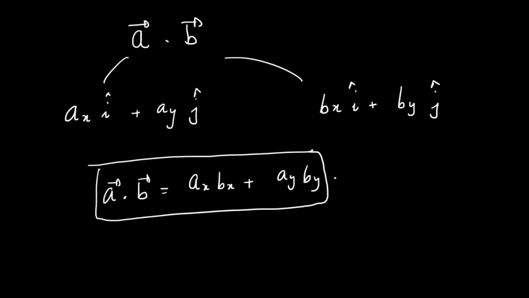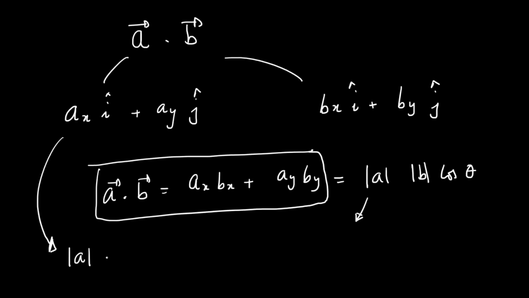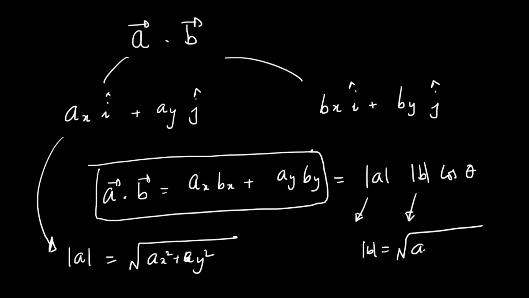Now let's not forget what this means. This is also equal to mod A into mod B into cos of the angle between them. And also remember that mod A is something that we've learned. I hope you have not forgotten. Mod A can be easily gotten from here. It's just equal to square root of ax square plus ay square. Pretty much the same here. Mod B is square root of bx square plus by square.